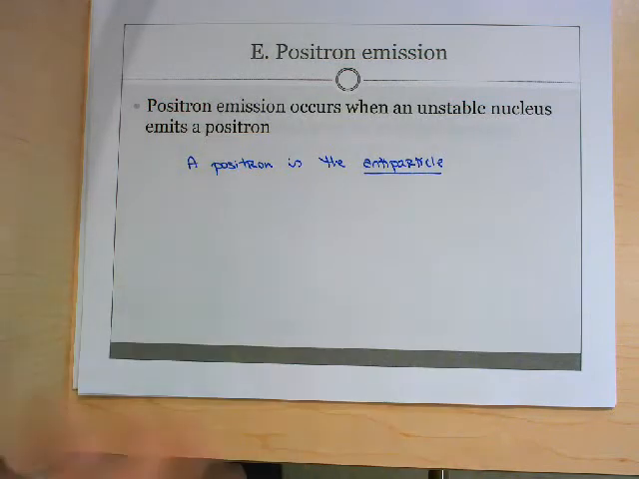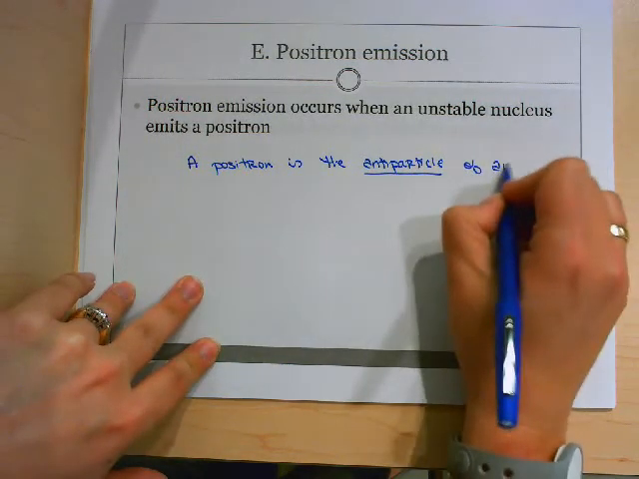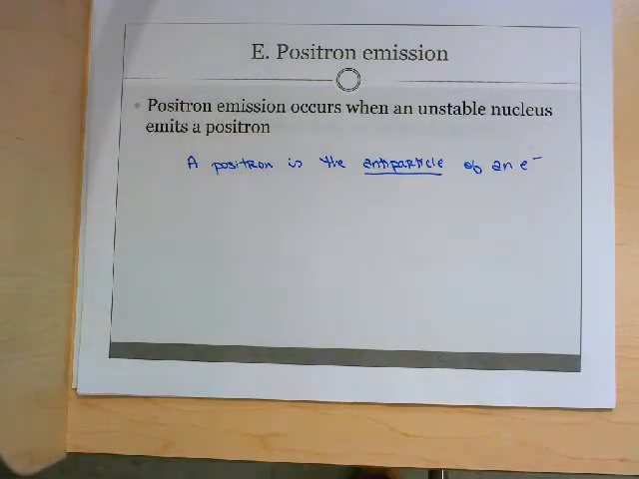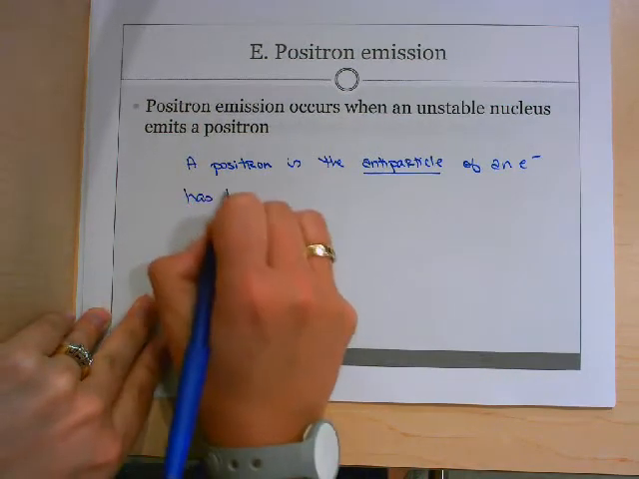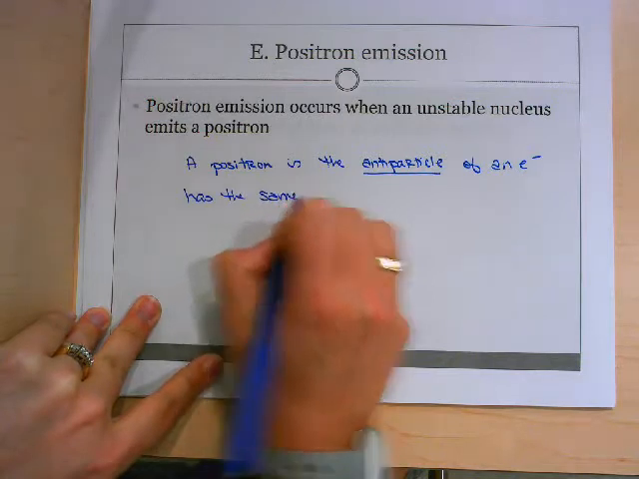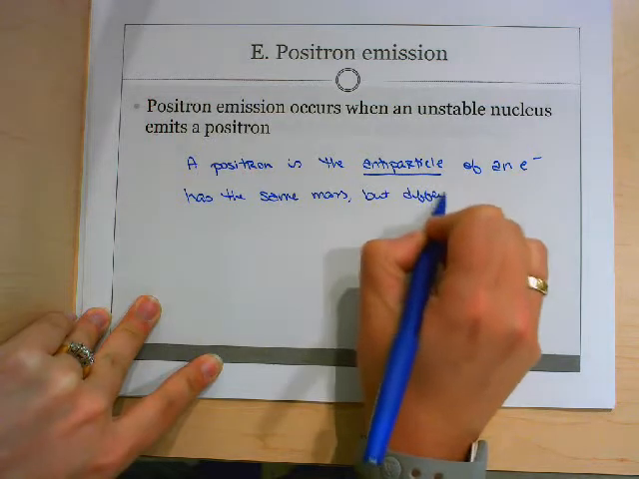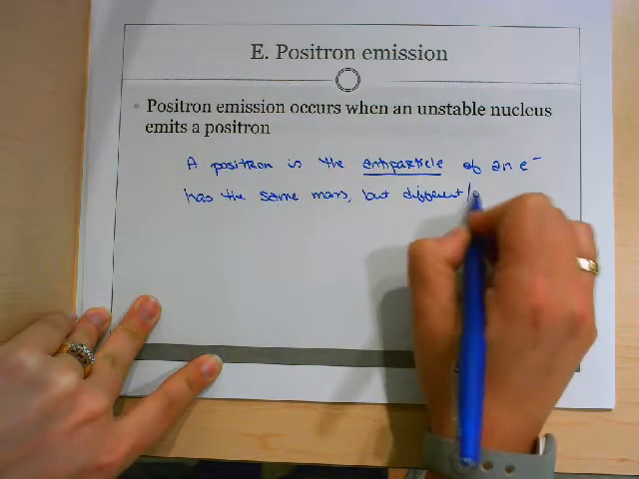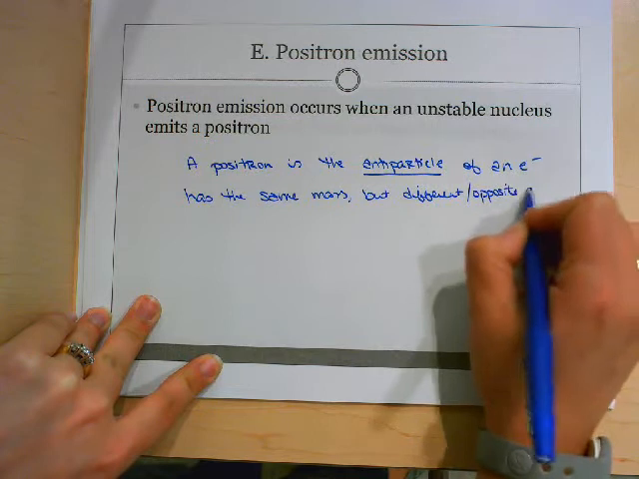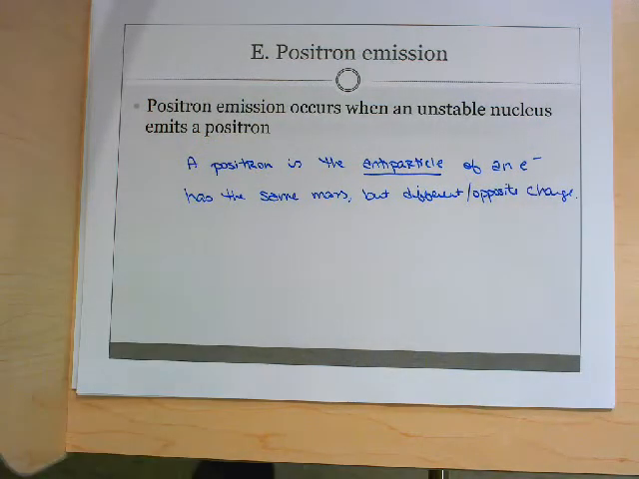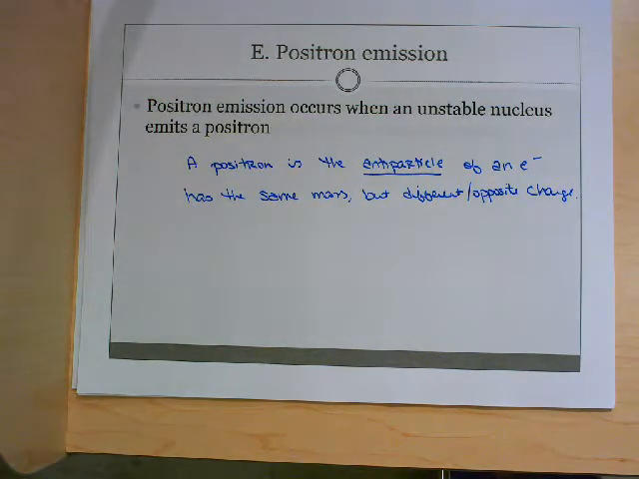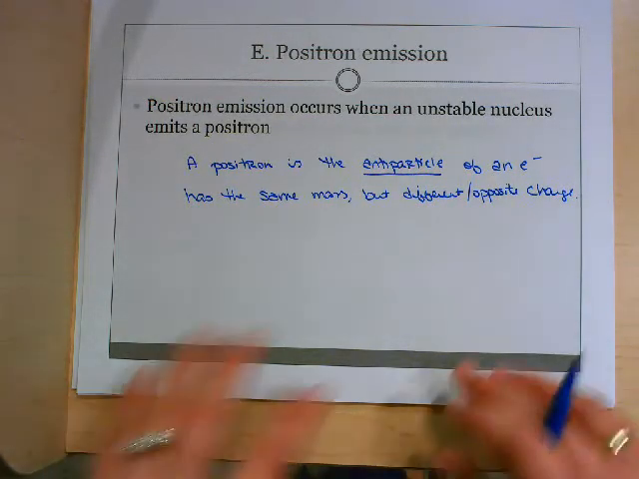A positron is the antiparticle of an electron. Sounds like super science fiction, right? The antiparticle. It has the same mass as an electron, but it has the opposite charge of an electron. So what charge should a positron have? Positive. Excellent. That's where they get the name from.